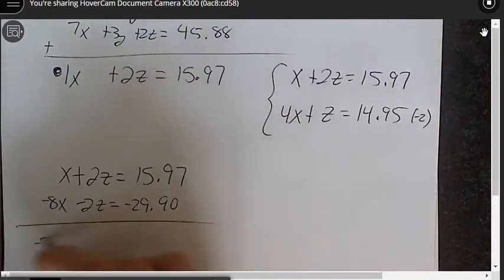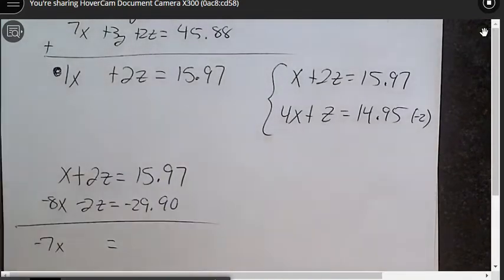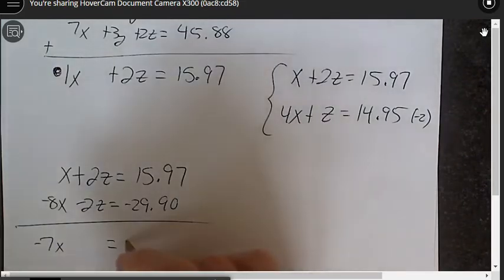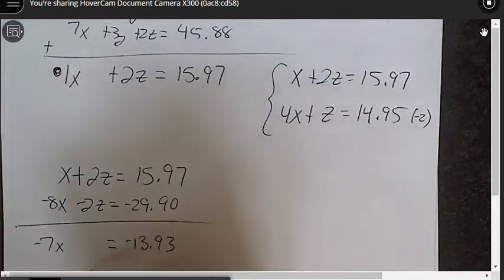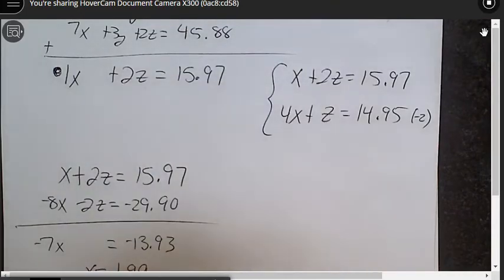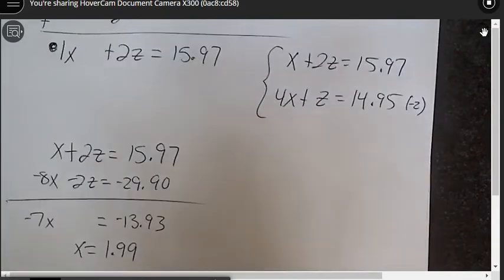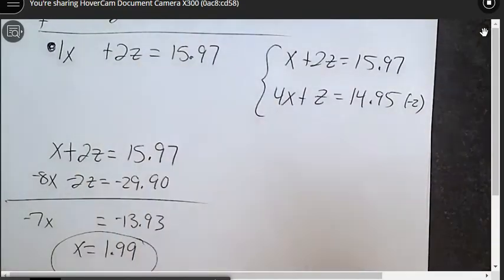So that's -7x equals 1393. And then we're going to divide that by 7, and that'll give us that x is $1.99. And then from there, we're going to go back and plug in the different values to see what we can do.